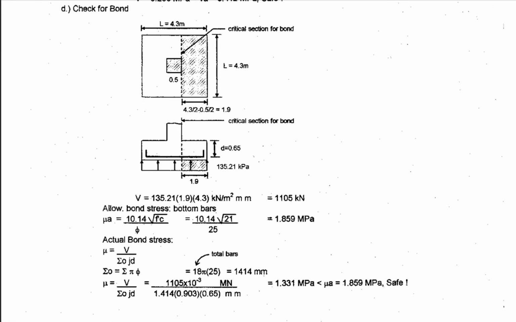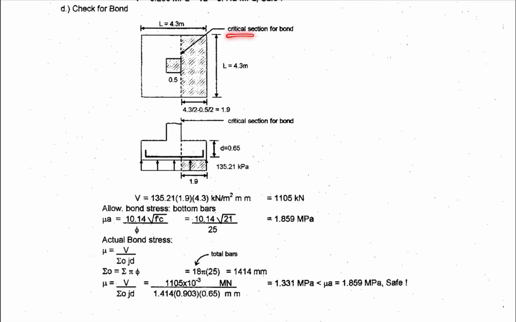Next is the bond stress. Checking for bond stress, you also have the critical section for bond stress, which is equal to the bending critical section, which is 1.9. So you solve for the bond stress, which is the allowable bond stress, which is 10.14 times the square root of FC prime divided by the diameter you used in this foundation or footing.